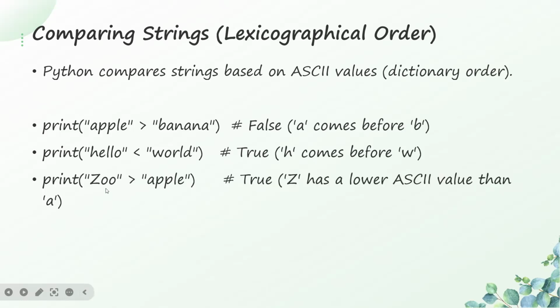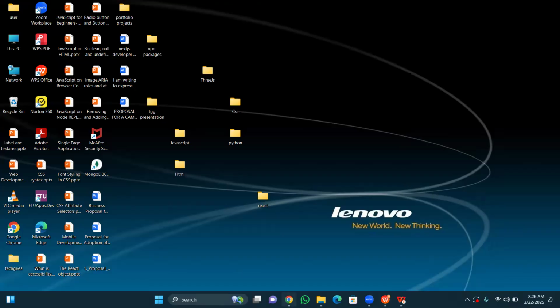All right. Capital Z and small letter a. It will check the ASCII value of capital Z and the ASCII value of the small letter a. Which one comes first? Yes, Z comes before a. So Z has a lower ASCII value than a. All right. So it is not so. Yeah, it is no. Let's go and write this. Let's go and check this thing.